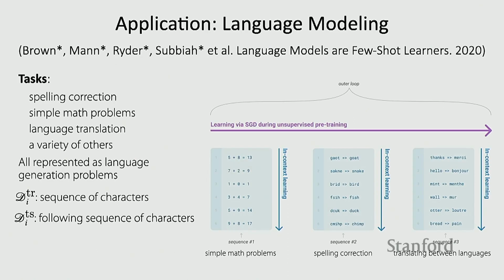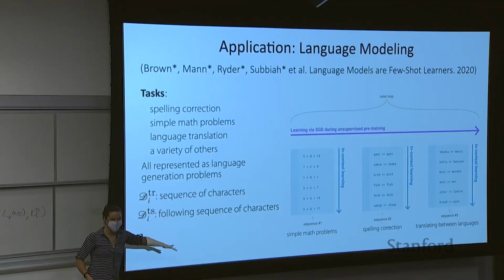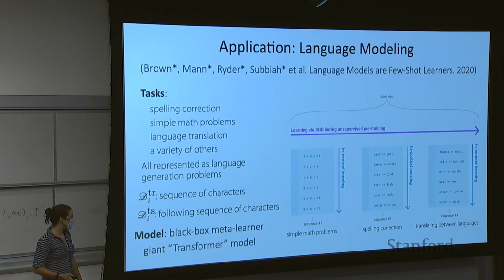So for example, you can give it some examples of solving math problems and then ask it to solve more math problems for you. You can give it examples of correcting spelling and then ask it to correct spelling of more things, and so forth. The model that they use is a very large transformer model, and so you can think of it essentially as a black box meta-learner.